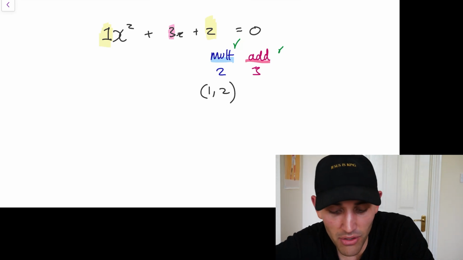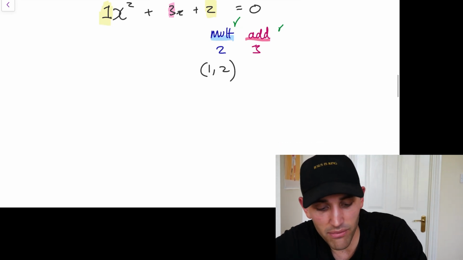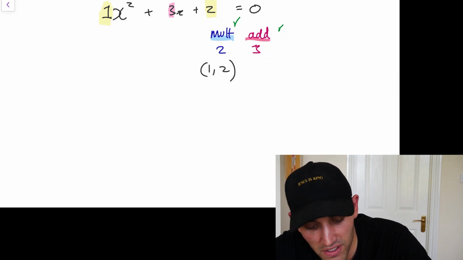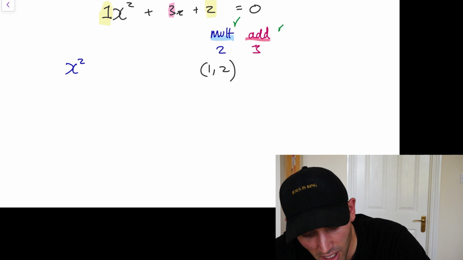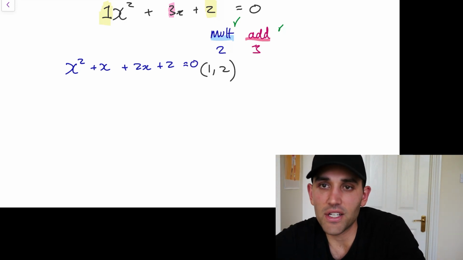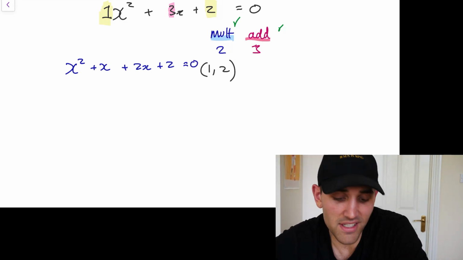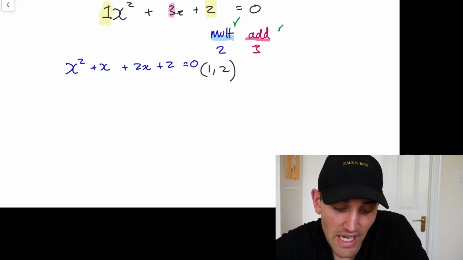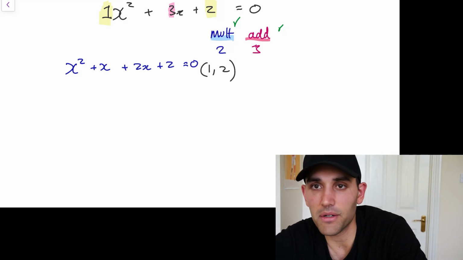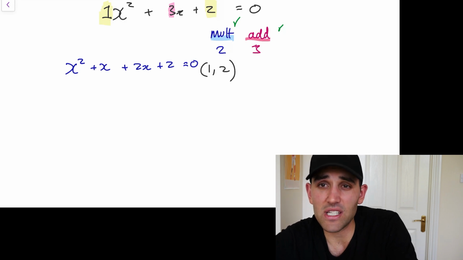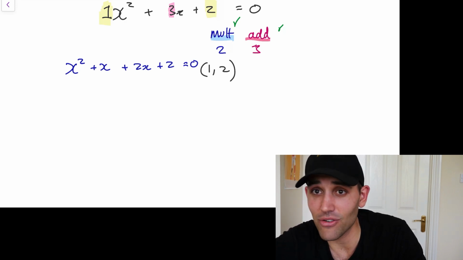What we're going to do now is rewrite this quadratic. I'm firstly going to give myself more room here. I'm going to rewrite this as x squared plus x plus 2x plus 2 equals 0. Notice nothing has changed from the first quadratic to the second quadratic. It's equally true to say x squared plus 3x plus 2 equals 0 as it is to say x squared plus x plus 2x plus 2 equals 0. It's the same thing.